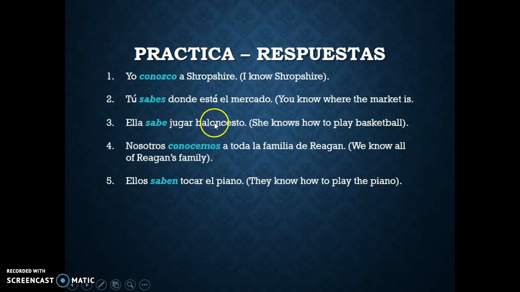Ella sabe jugar baloncesto. She knows how to play basketball. We use saber instead of conocer because it's a how-to statement. Nosotros conocemos a toda la familia de Reagan. We know all of Reagan's family. Again, we use conocemos because we're personally acquainted with her family. We know her family. Ellos saben tocar el piano. They know how to play piano. Again, we use saber because it is a how-to statement.